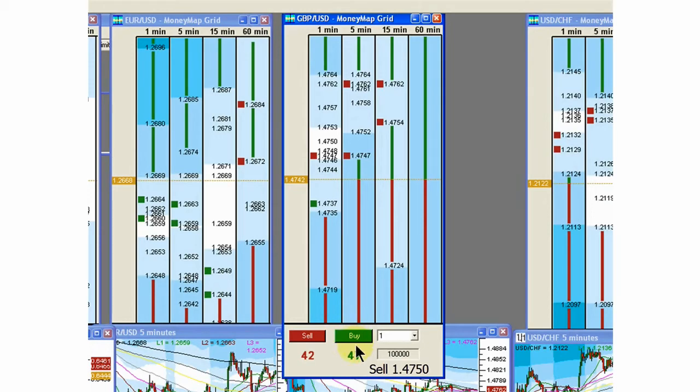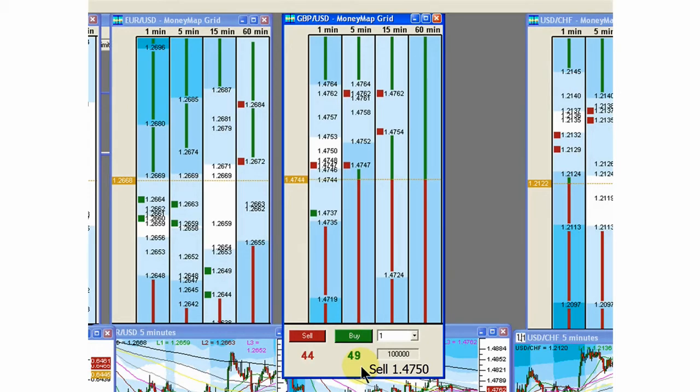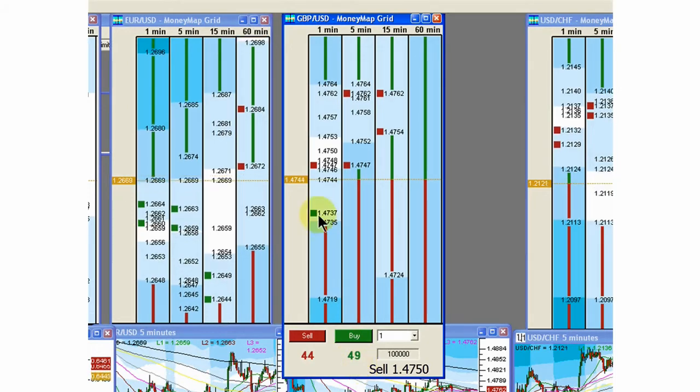So that's what I've done when I took this position, and immediately I'm already positive 1 point. Now I'm positive 4 points. And again, we'll hopefully see it come back down here.